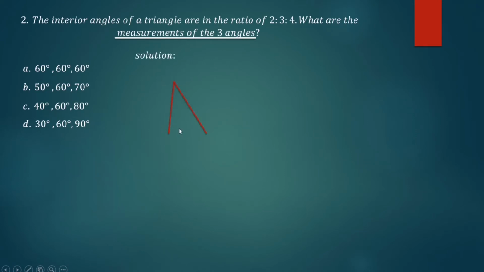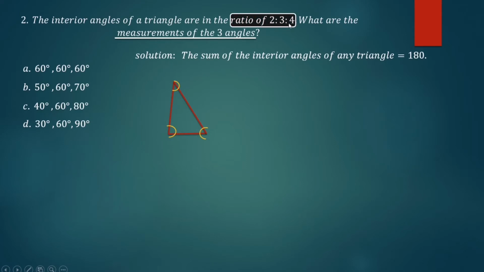So, ito yung ating triangle. We have here the three angles in a triangle. The sum of the interior angles of any triangle is equal to 180 degrees. But the ratio here is 2:3:4. So, this angle corresponds to 2, the other one is 3 and 4. So, our given ratio is 2:3:4.